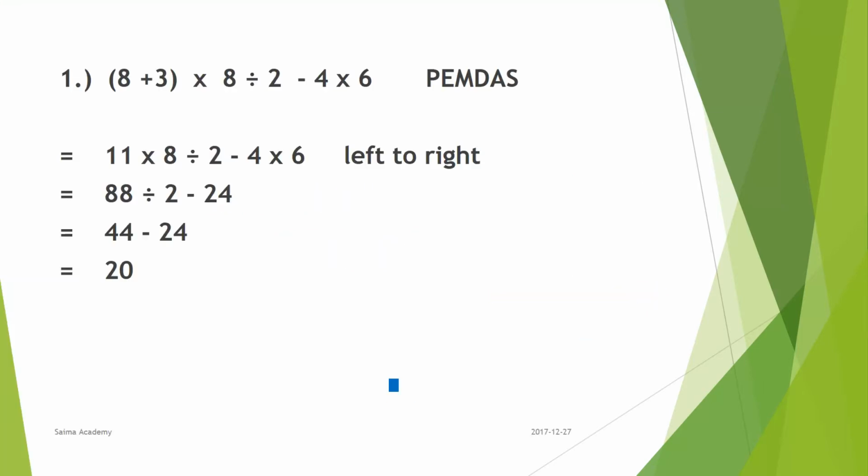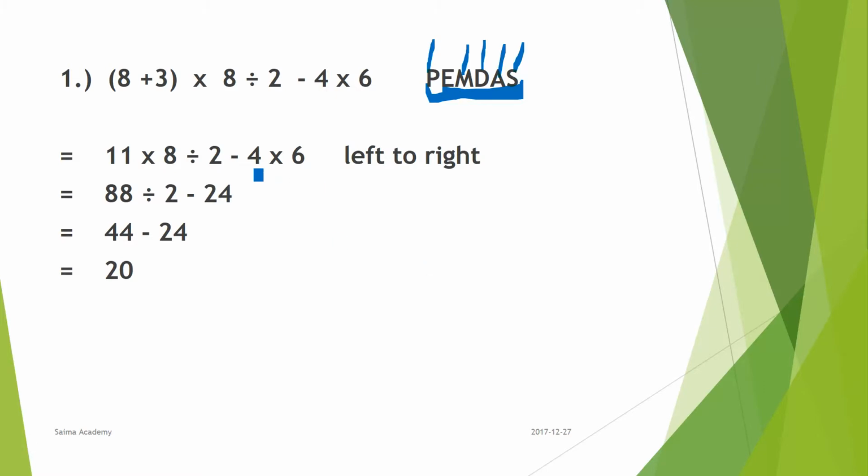So we will discuss a few more questions. Here in this lesson, instead of BEDMAS, I will use PEMDAS, so you will be familiar with PEMDAS as well, but both have the same meaning: P for parenthesis, B for brackets. Suppose our question number 1 is 8 plus 3 in parenthesis, multiplied by 8 divided by 2, minus 4 multiplied by 6. In this question we have a parenthesis, multiplication, division, addition, and subtraction.